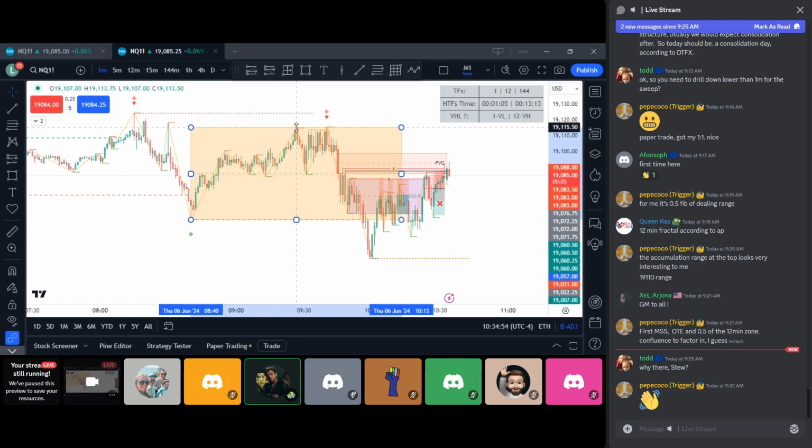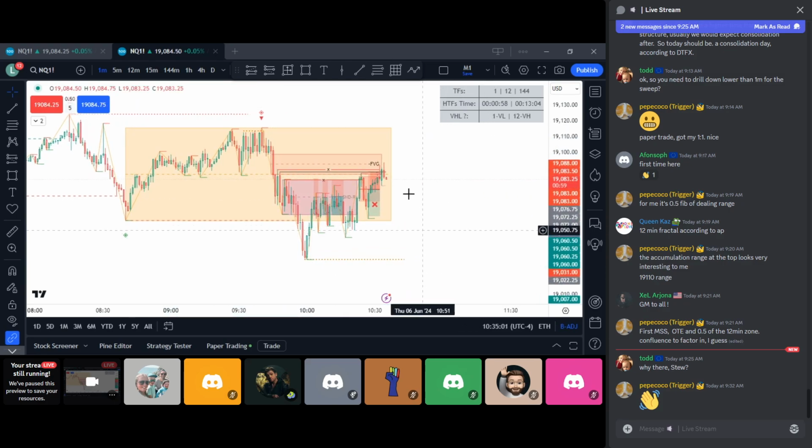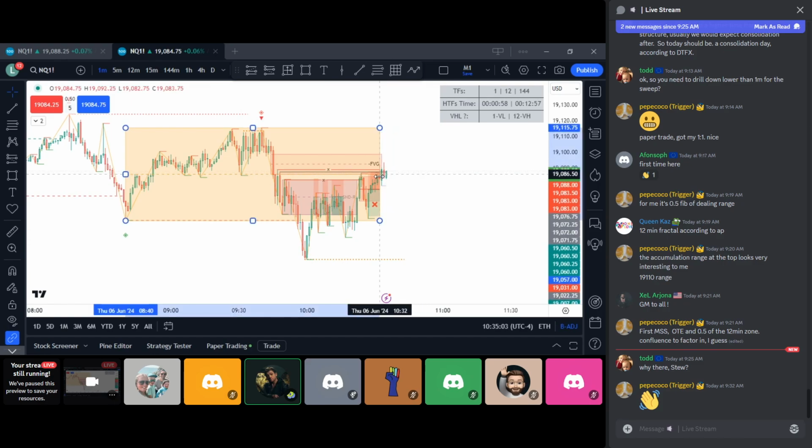So this one checks off all the boxes, right? Swept up into a zone. Yes. There's nothing above it really to mitigate, which is a good thing.